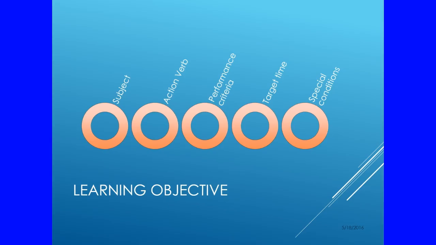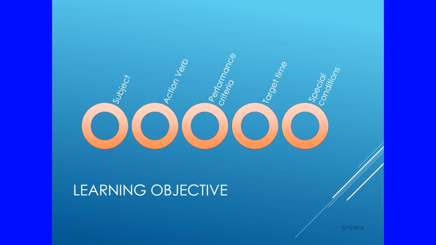We start with the learning objective. This is similar to a client goal or expected outcome. It's short-term, specific, and accomplished in 1 or 2 sessions. It includes a subject, action verb, performance criteria, target time, and any special conditions. Consider the following: the subject being the client, the action verb being the statement of what is being performed.